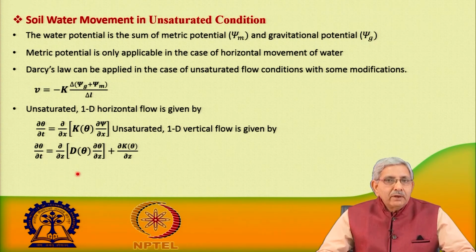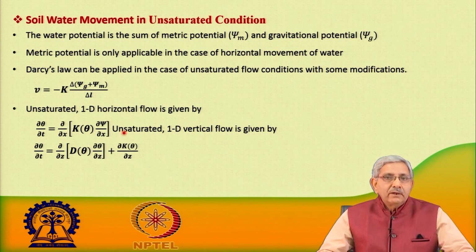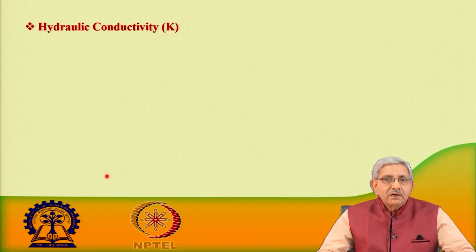When we consider the z direction, that is the vertical direction, the rate of change of moisture content, meaning the change of moisture content with respect to time, can be given by del by del z, in the vertical downward direction, of the diffusivity term multiplied by del theta by del z, plus del K theta by del z. K theta is the hydraulic conductivity with respect to moisture content, and D is the diffusivity term, which is also a function of moisture content.